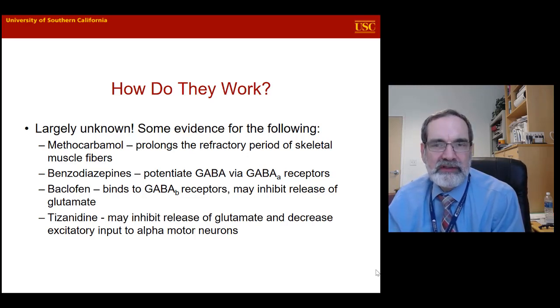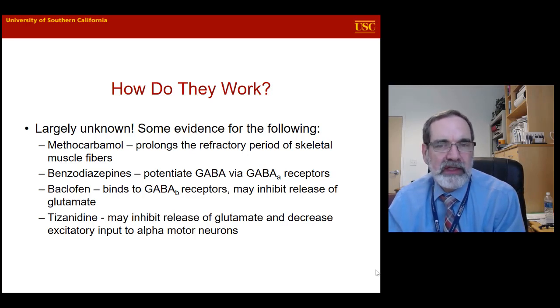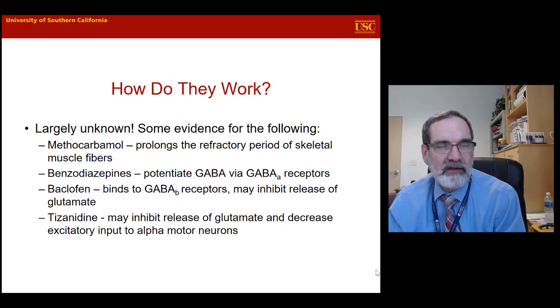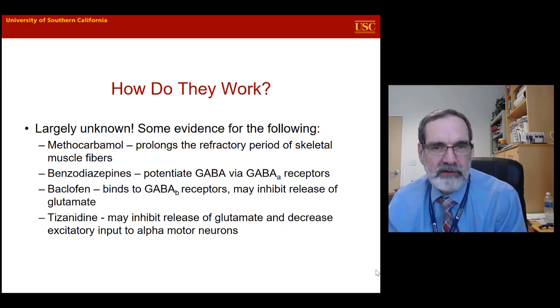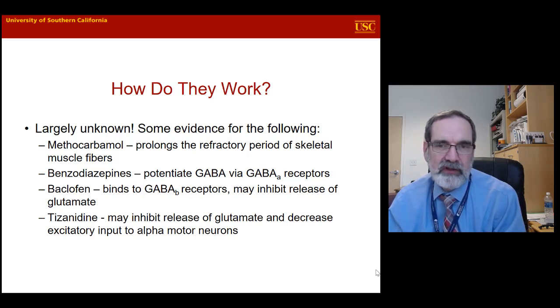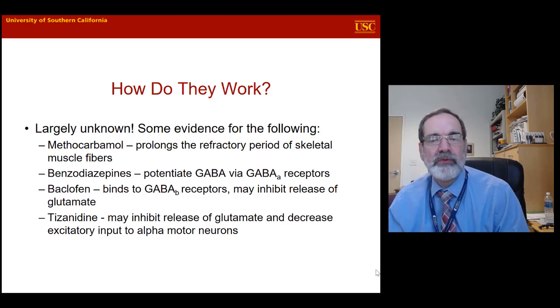Methocarbamol, there's some evidence that it prolongs the refractory period of skeletal muscle. Benzodiazepines potentiate GABA via the GABA A receptors, whereas Baclofen binds to GABA B receptors and may inhibit the release of glutamate, an excitatory neurotransmitter, whereas GABA tends to be inhibitory. And tizanidine, which again binds to the alpha 2 receptor, may inhibit the release of glutamate and decrease excitatory input to the alpha motor neurons.